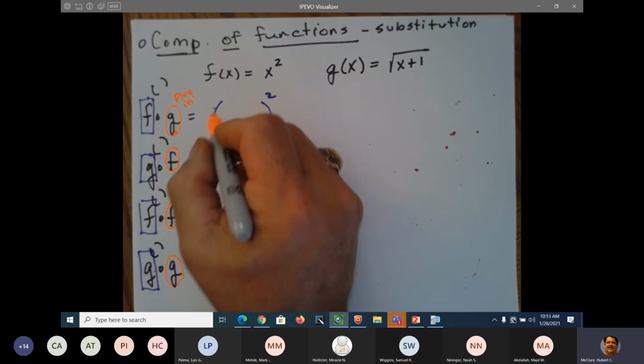And this is going to be x squared. And this is going to be x squared. And this is going to be square root of x plus 1. And now you've got nothing but simplification.